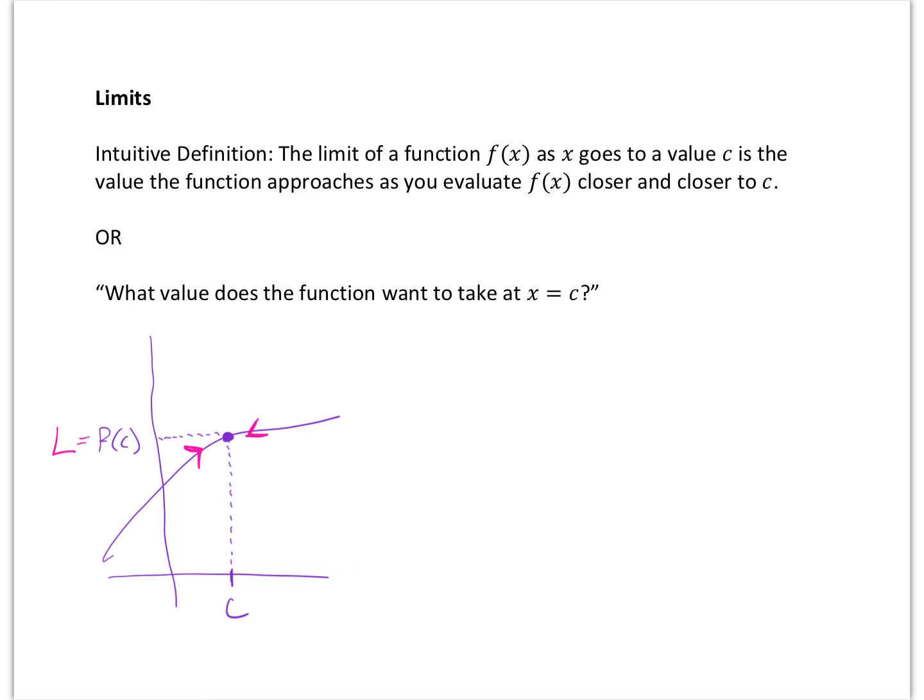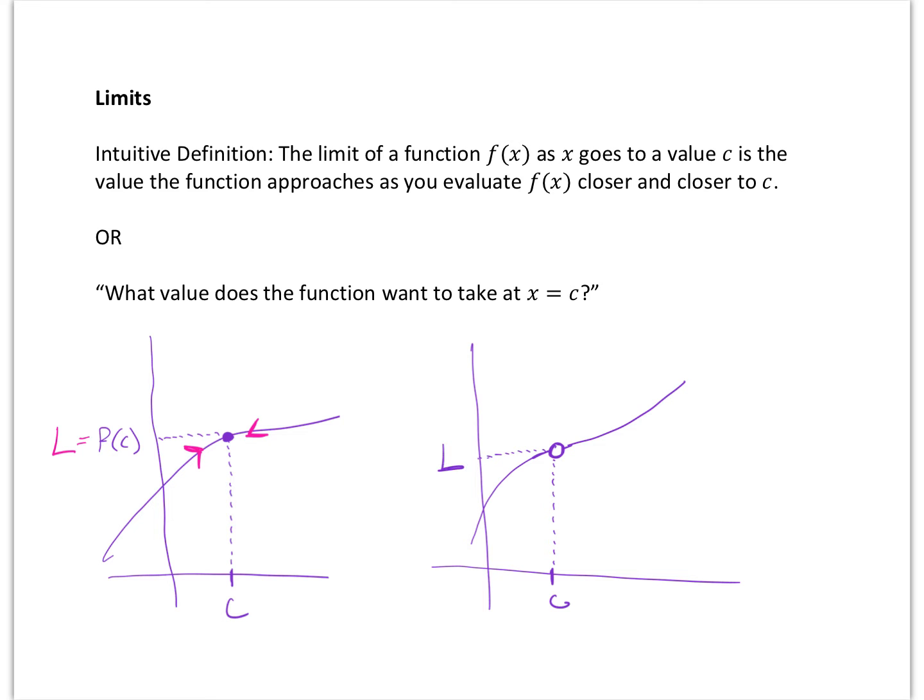Now I'm going to draw a similar graph, but slightly different. It's going to look just like this one. Here's c, but we are going to have a big old hole. Right here at x equals c, there's a hole in the graph. So this value is no longer f of c. The function doesn't have a value there.